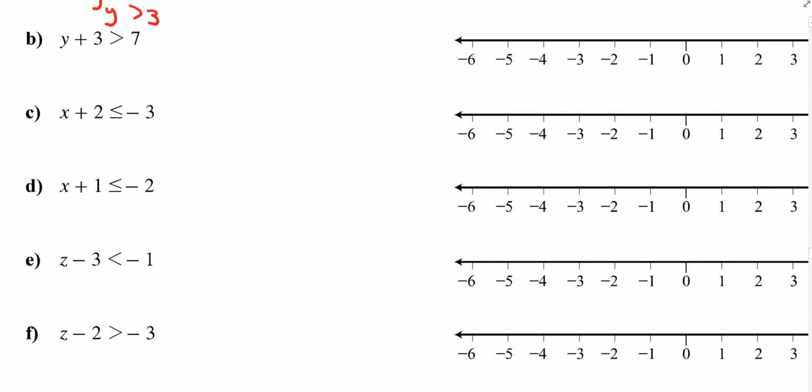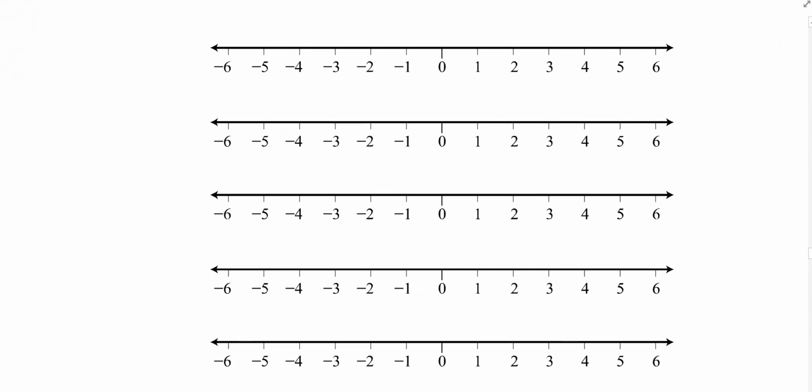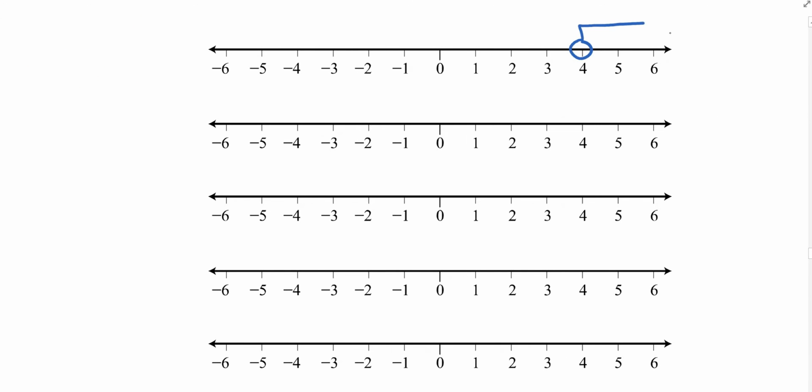For letter B, I have a plus 3, so if I move that plus 3 to the other side, it becomes negative. So y is greater than 7 minus 3, so y is greater than 4. So if y is greater than 4, I would go to my number line, circle 4, and shade to the right because y is greater than 4.